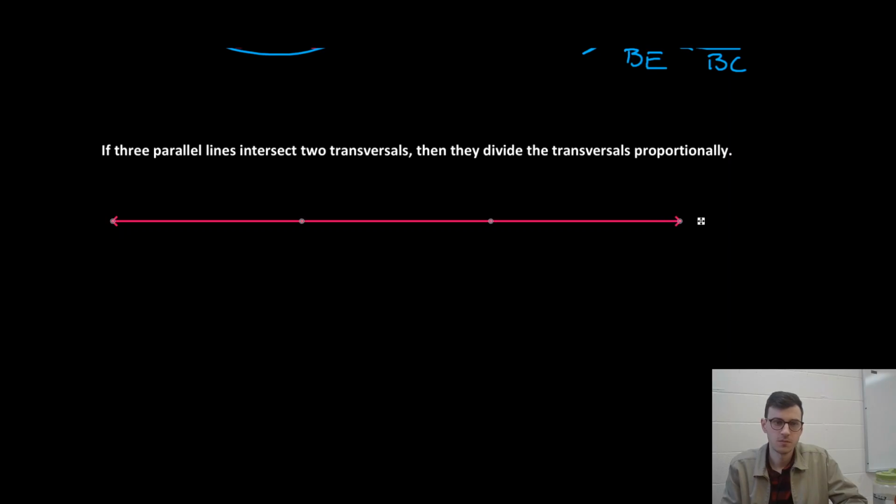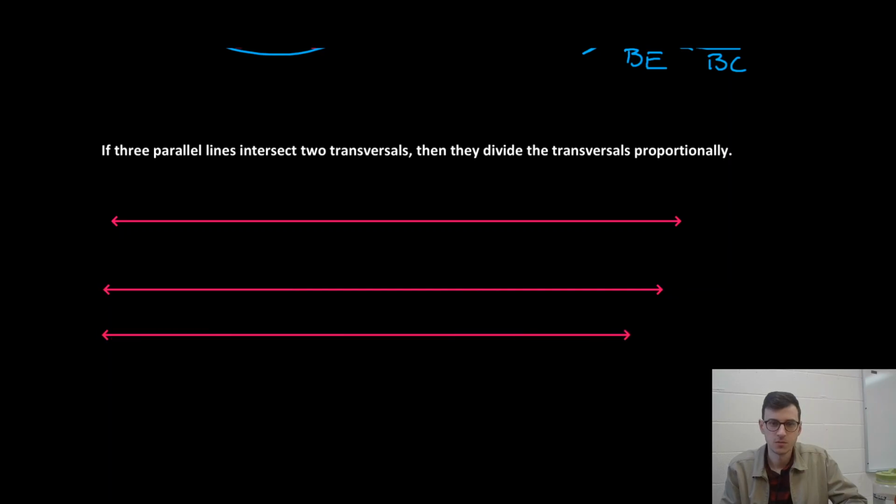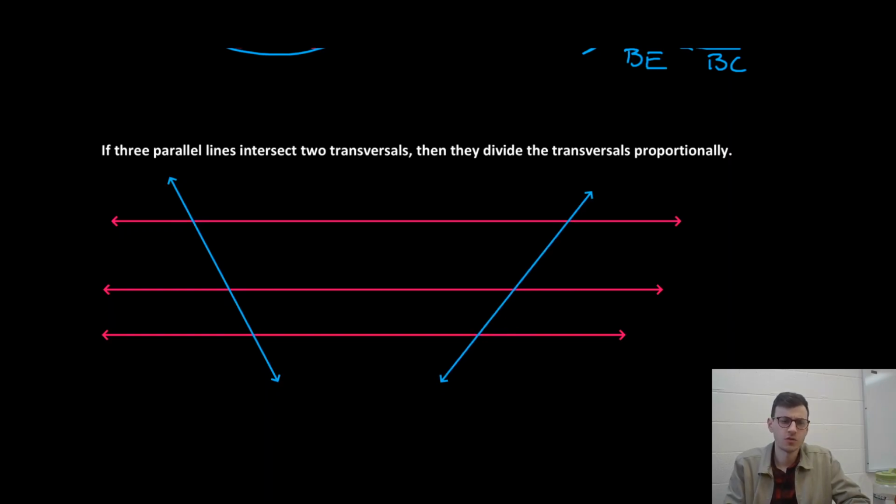So there's 1, 2. Hopefully I don't run out of room. 3. I'm gonna run out of room. Okay, if three parallel lines intersect two transversals, so here's a transversal, there's a transversal, they divide those transversals proportionally.